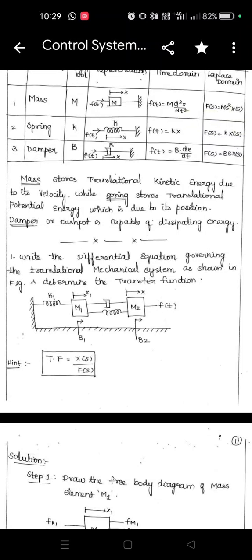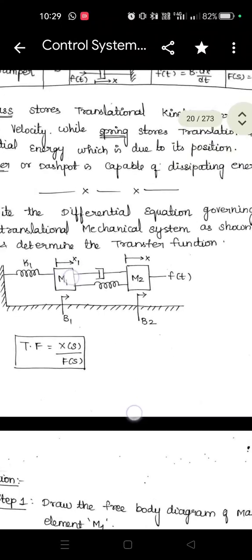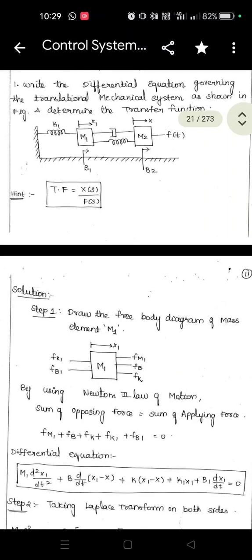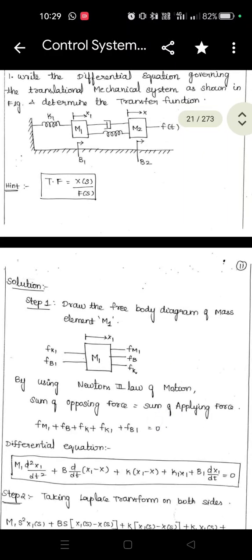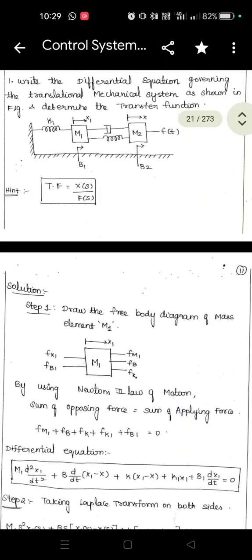Two displacements are given. What are the displacements? x1 and x2. So here x2 is the output term. So the Laplace transform of output divided by input means X of s divided by F of s. This is your hint. So in the first step, we have to draw the free body diagram for the mass elements. There are two mass elements, m1 and m2. First, we have to draw the free body diagram for mass element m1.